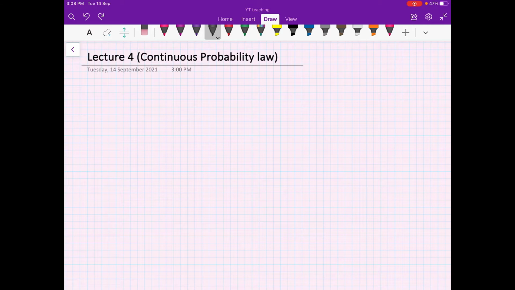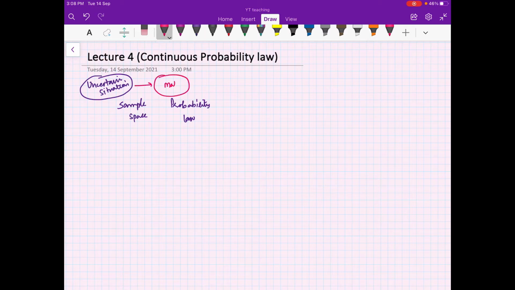So what we have done till now, in the last few videos, is that we have talked about sample spaces and we have talked about probability law. Let me just make a picture. You have an uncertain situation, and you are trying to make a model for this situation. You want to have a mathematical model, and that mathematical model has two components. One is the sample space and the other one is the probability law.